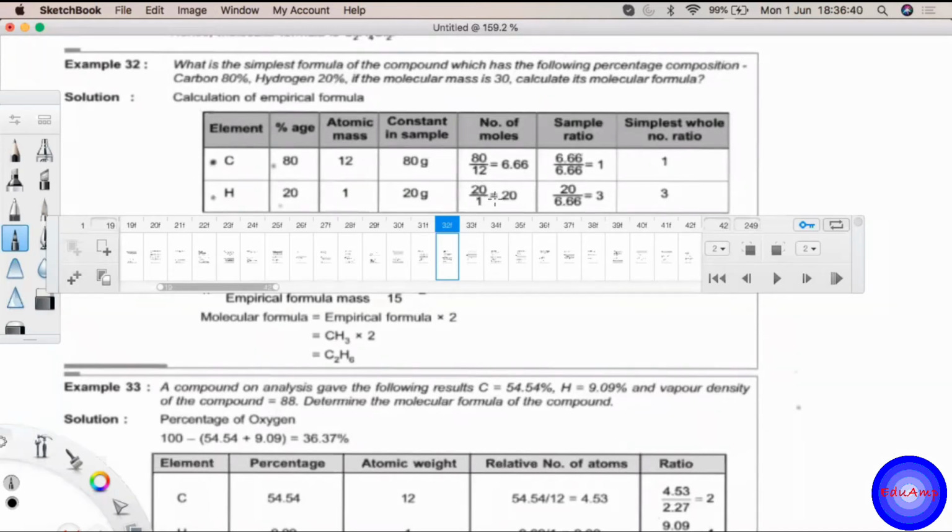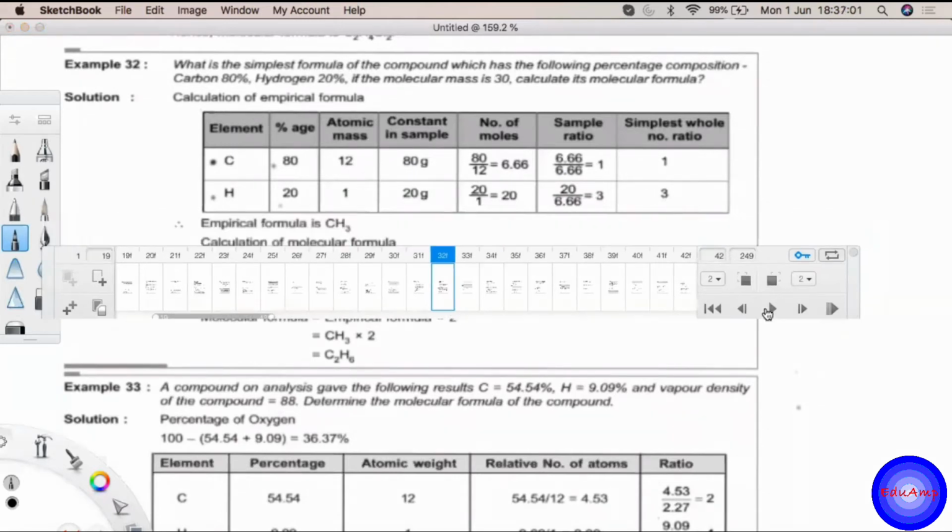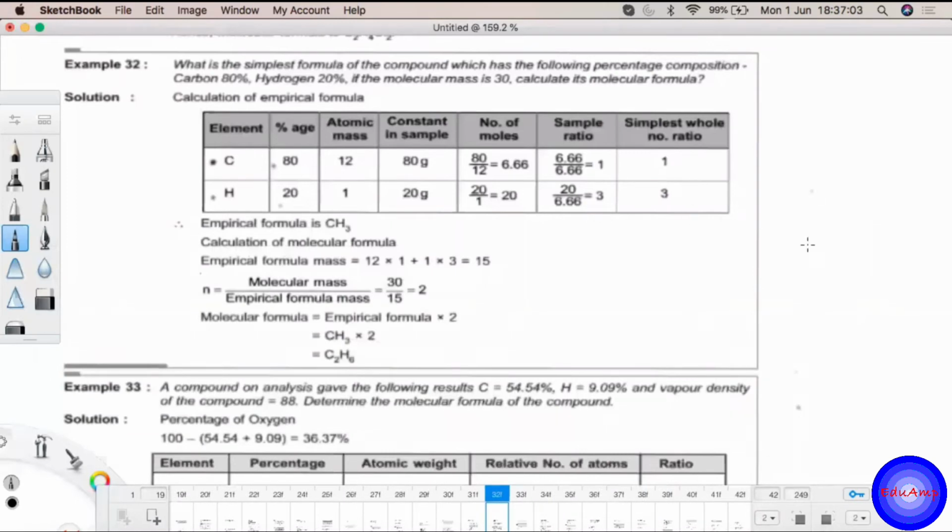6.66 and 20 divided by 1 is 20. Out of these two, 6.66 is the smallest. Therefore, we divide 6.66 by 6.66, that is 1. And 20 divided by 6.66 is 3. Therefore, carbon number is 1 and hydrogen number is 3. So your empirical formula would be CH3.